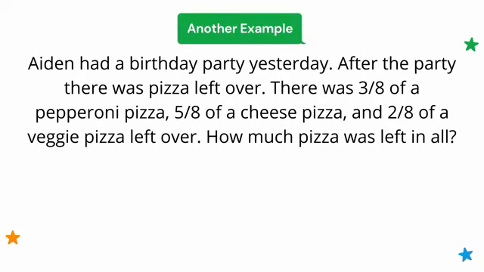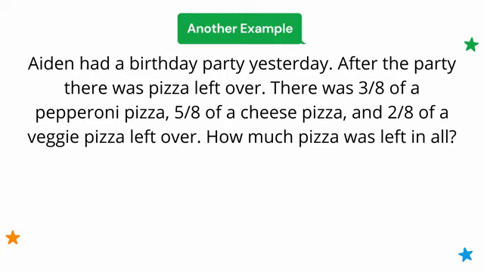Let's try another problem. Aiden had a birthday party yesterday. After the party, there was pizza left over. There was 3/8 of a pepperoni pizza, 5/8 of a cheese pizza, and 2/8 of a veggie pizza left. How much pizza was left in all?